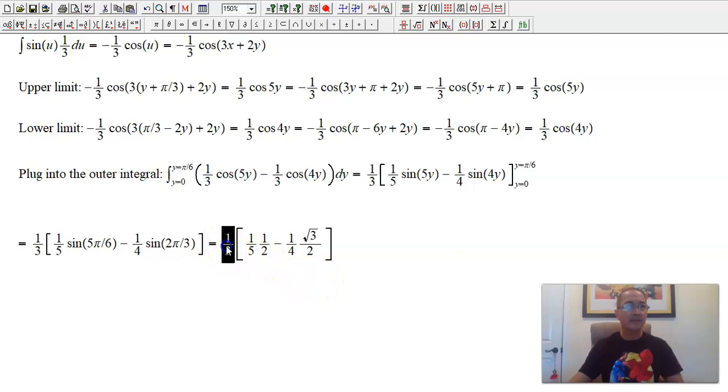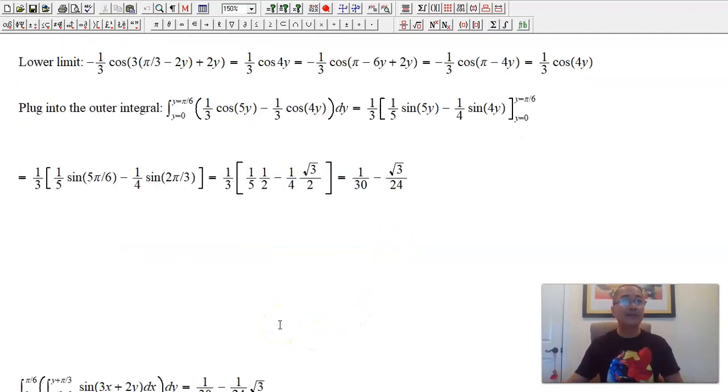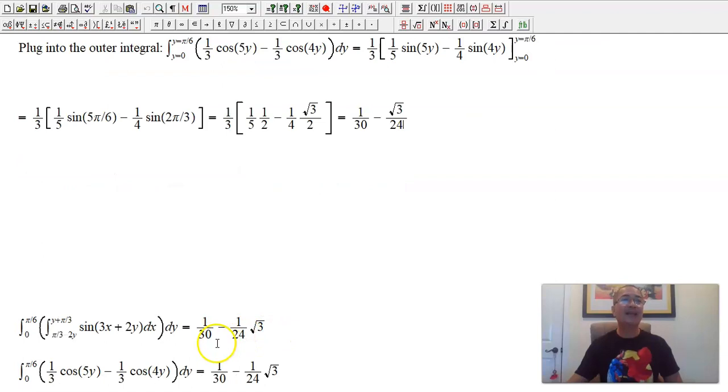10 times 3, so I think we're going to get 1 over 30. And then minus 8 times 3, 24. Radical 3 over 24. Excellent. And is that the correct answer? Yes, that is the correct answer.